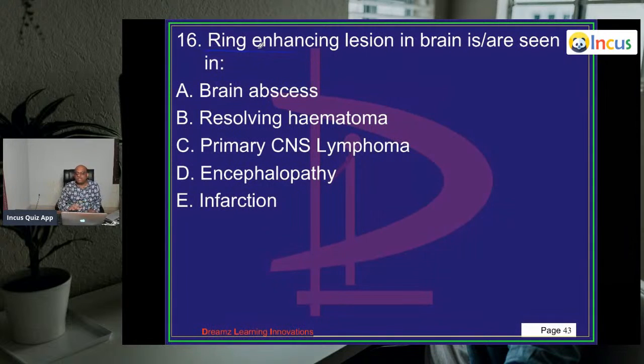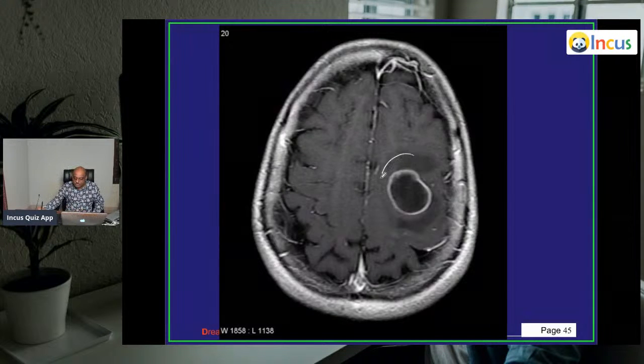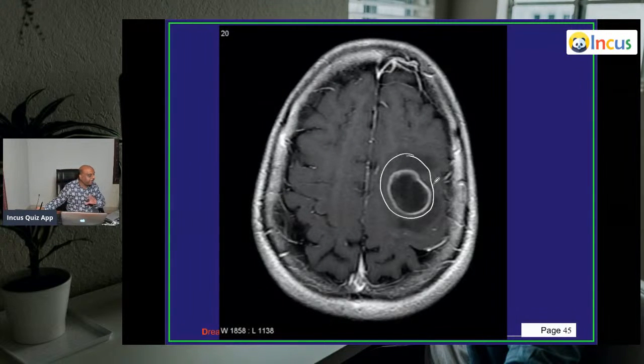Ring enhancing lesion in the brain. If you see a ring enhancing lesion, you will remember it for life. So what is a ring enhancing lesion? Brain abscess, a resolving hematoma, or a primary CNS lymphoma. Any encephalopathy, infarction, anything can lead to development of this kind of ring enhancing lesion, is what you need to remember.